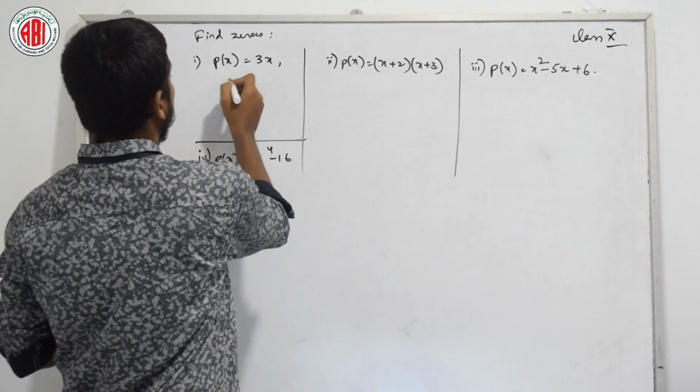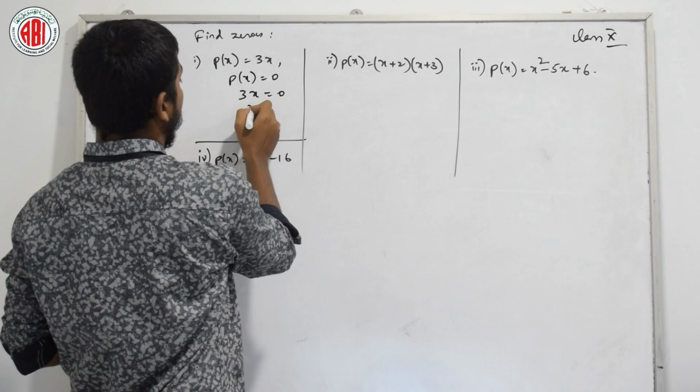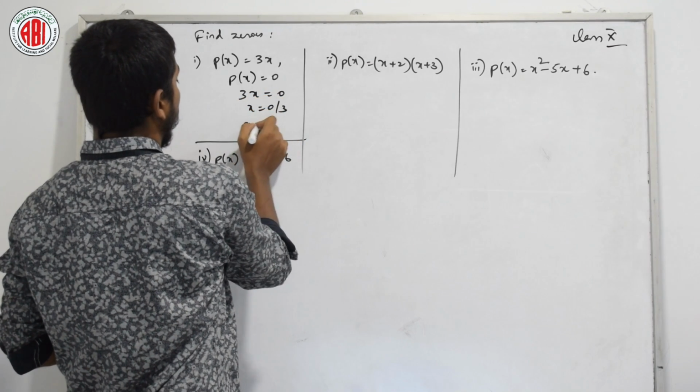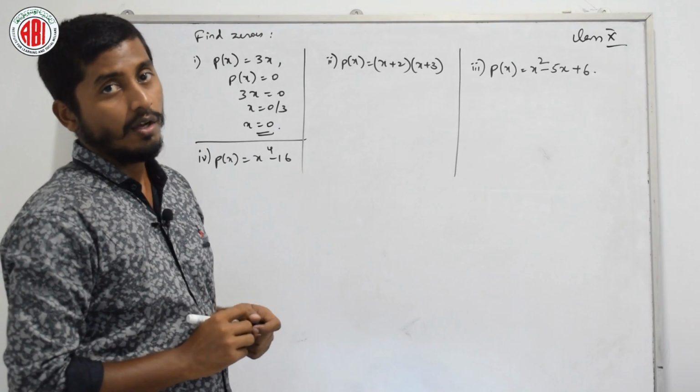That is, we have to equate p of x equal to 0, that is 3x equal to 0, we get x equal to 0 by 3, therefore x equal to 0. Clear? This is a zero of the polynomial.